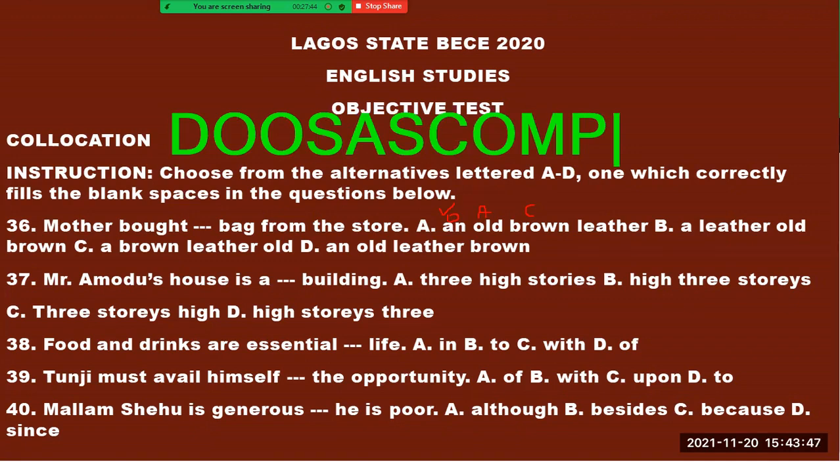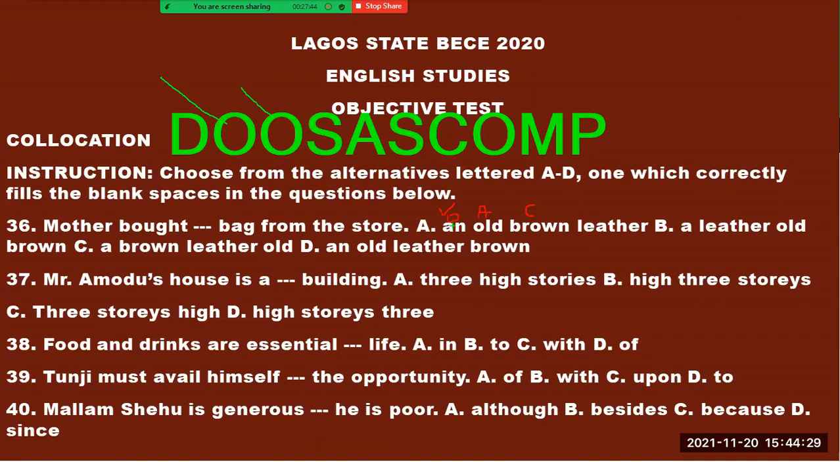Yeah, this is the acronym I told you about: DOSASCOMP. D stands for determiner. O stands for opinion. No, O stands for ordinator. Ordinator. This second O stands for opinion. S here stands for shape. A stands for age. Another S here stands for size. All right. And then C stands for color. And O stands for origin, M for material, and P for purpose.